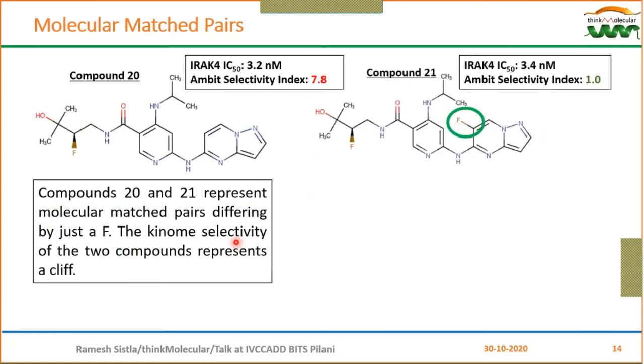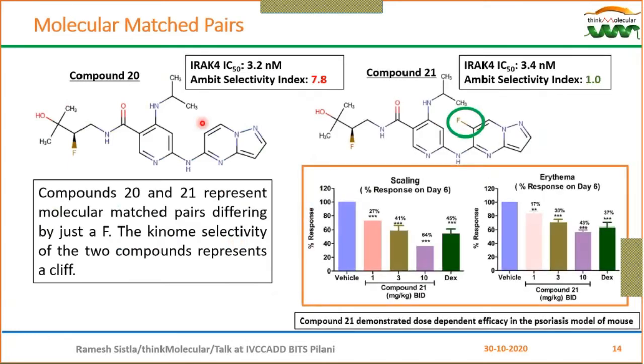Now, if you look at this in the database, it would look like what we call a molecular matched pair. You should look at this paper, and if you look at the data, the fluoro and the desfluoro will look like a molecular matched pair, which just differ from a hydrogen to a fluorine. And the selectivity is actually an activity cliff here, because in one case it is 7.8 and the other case it is only 1.